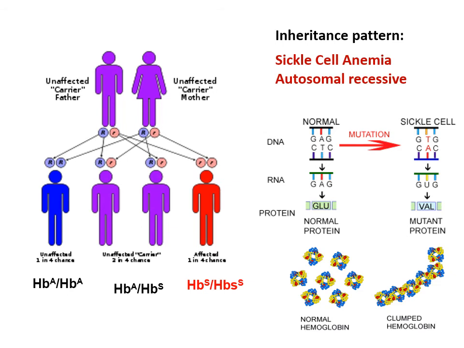This diagram here shows the inheritance pattern of sickle cell anemia. From here, we can see that a normal person has normal hemoglobin, whereas in those with sickle cell anemia, the hemoglobin appears to be clumped.